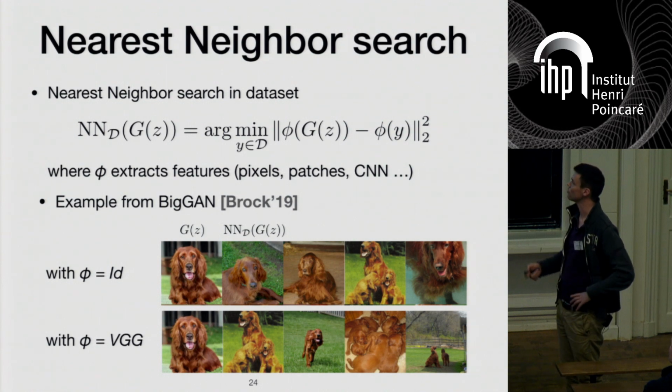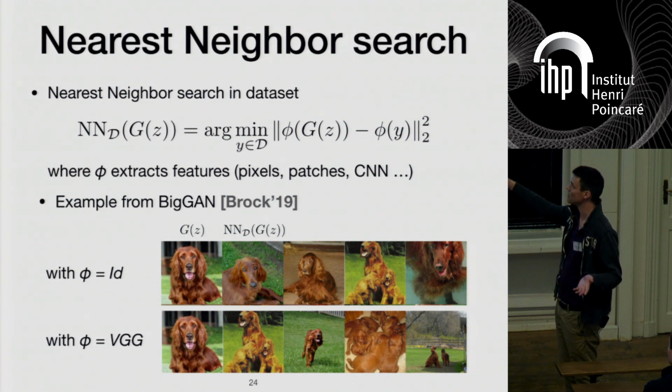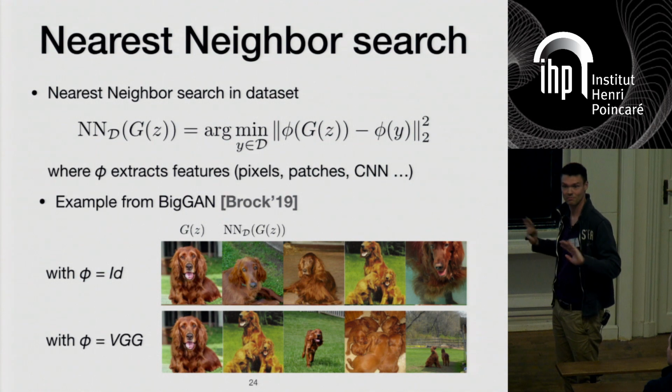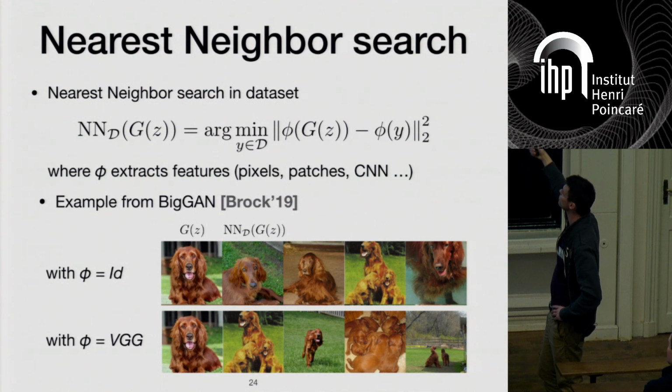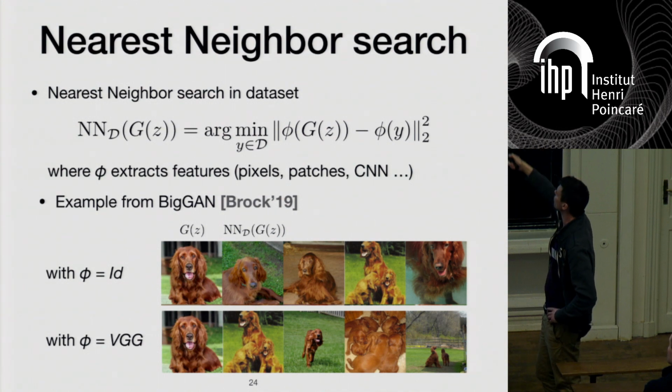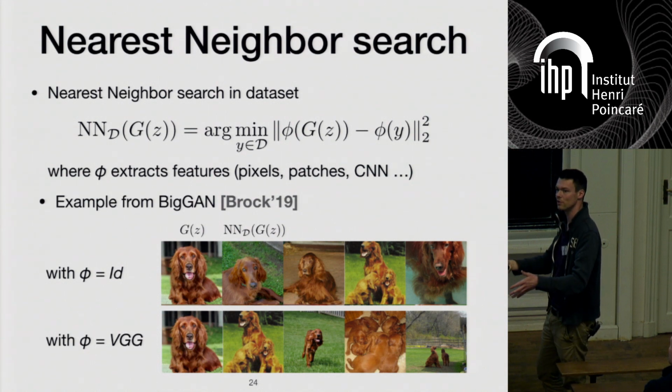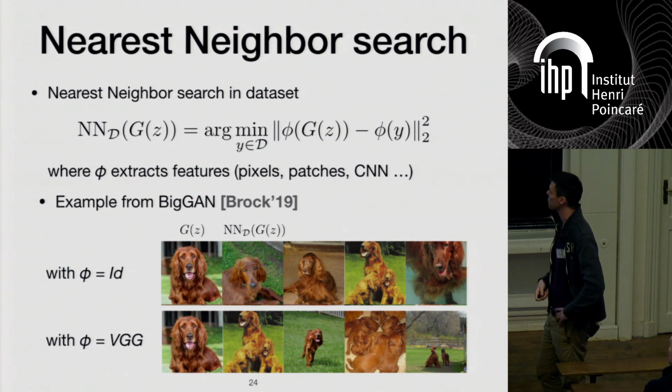Okay, so how does nearest neighbor search work? The idea is the following. We generate a few images, like this dog, and we look at the dataset for the nearest neighbor. And we visually assess if those are the same or not. That's it. Okay? So they are minimizing this distance. Usually, we use the Euclidean distance. It can be L1 distance, or we can even use features, phi. So phi can be just color pixel values, but it can be VGG features, for instance. And in PG-GAN, for instance, they show that pictures are not the same. So they conclude that it's not overfitting.